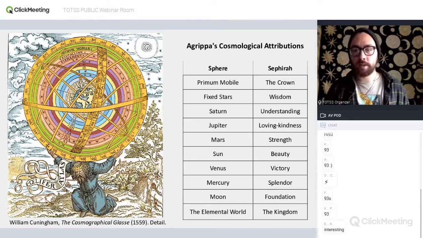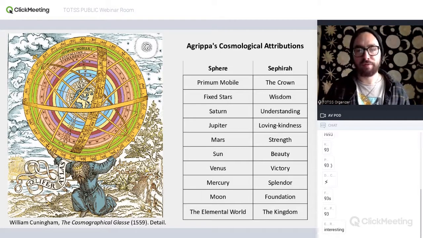And so what Agrippa does, and one of his really brilliant moves, is to take the 9 spheres that we had talked about from the Hermetic tradition and in the Dream of Scipio, the 9 spheres plus the Earth. It's important to remember that when they talk about the 9 spheres, they're talking about 9 spheres above the Earth. So he takes the 9 spheres plus the Earth itself and attributes these just in order to the 10 Sephiroth.